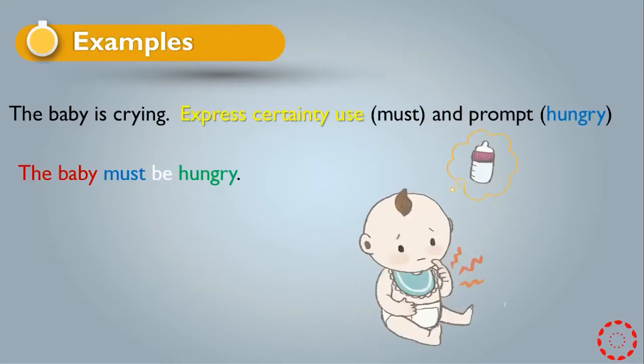As you see, we have the baby, which is the subject, and after the subject, we have must. After must, we have be, and hungry, which is the complement, also given here by the teacher or by the question. So it became the baby must be hungry. We are sure that the reason for the baby's crying is that he or she is hungry. That's why we say the baby must be hungry.